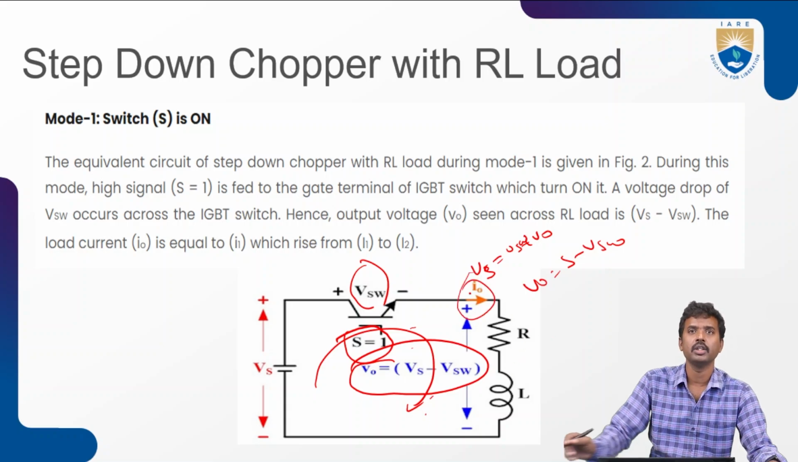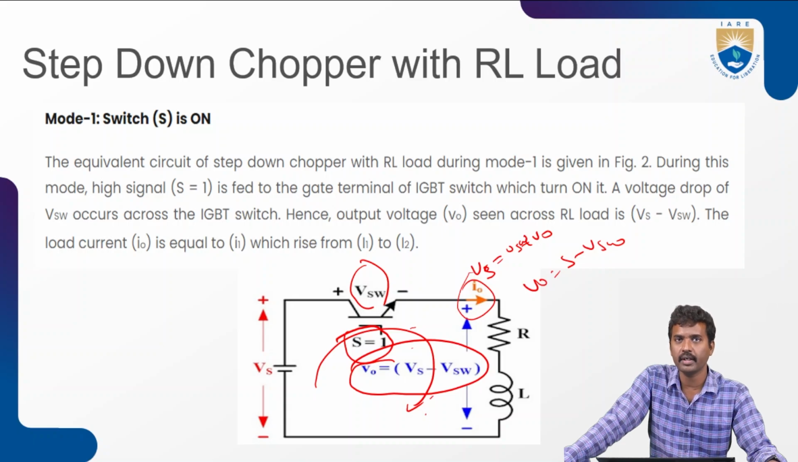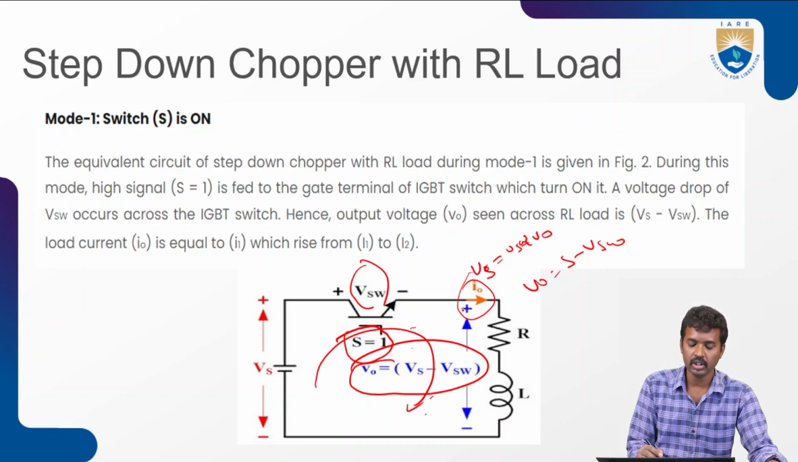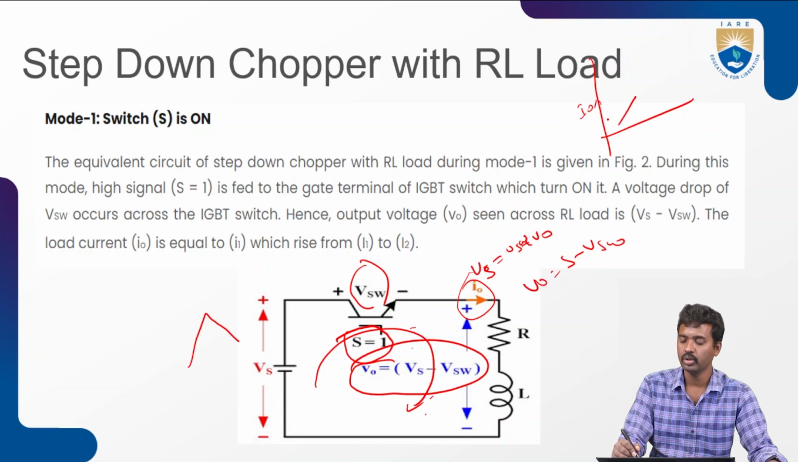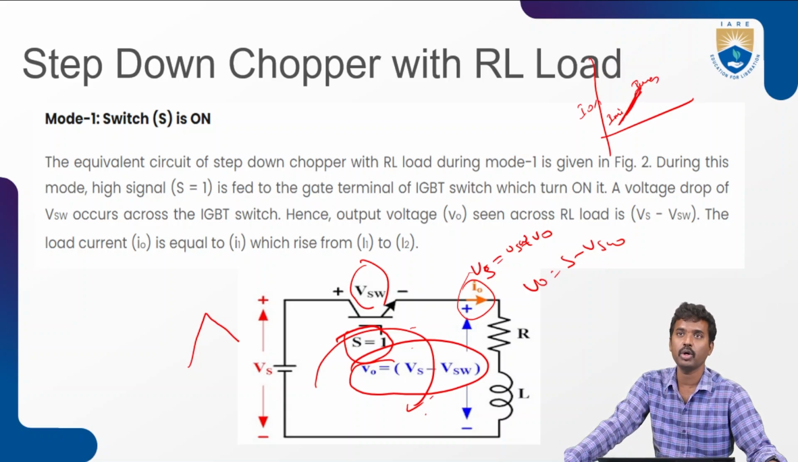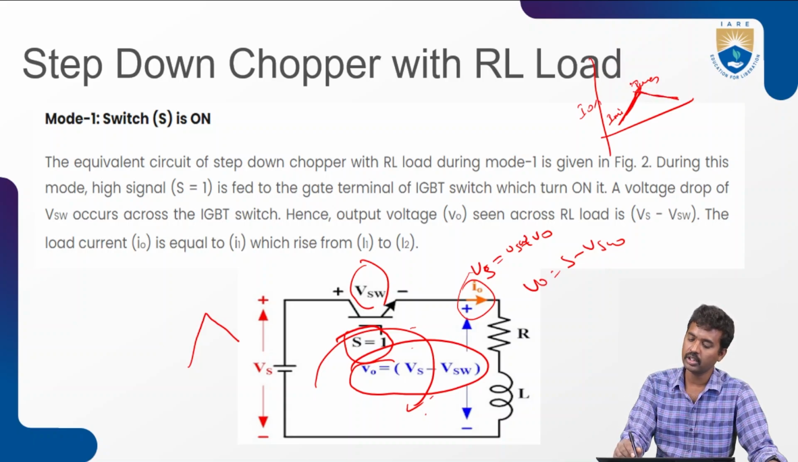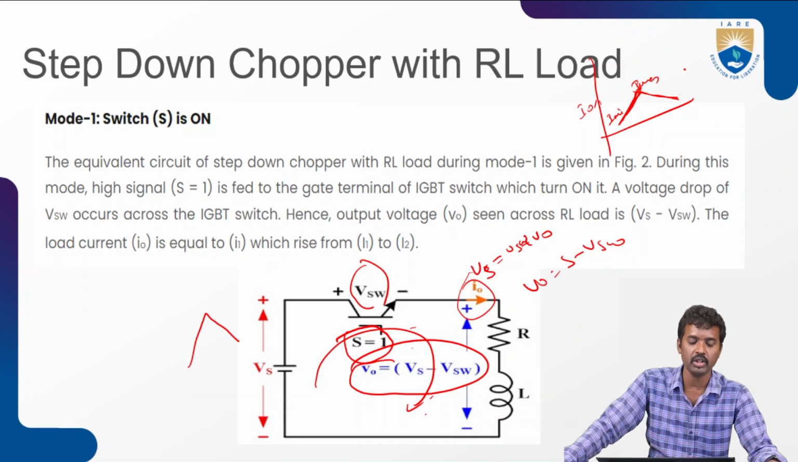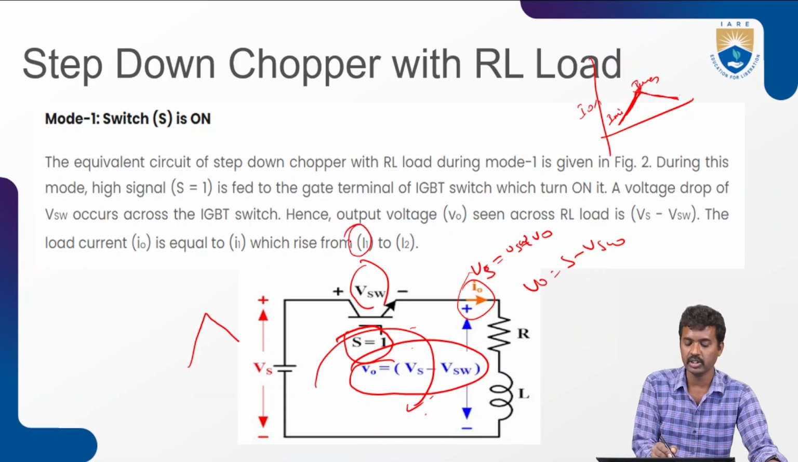What about the output current? That is the load current I0. This load current rises from I1 to I2. In this case the output current I0 starts from the minimum value I1 and rises to the maximum value I2, a rising current. During turn off of the step-down chopper, it will be a decaying current, I maximum to I minimum, which I will explain next when case 2, switch is off. So the current rises from I minimum, I1, to I maximum, I2.